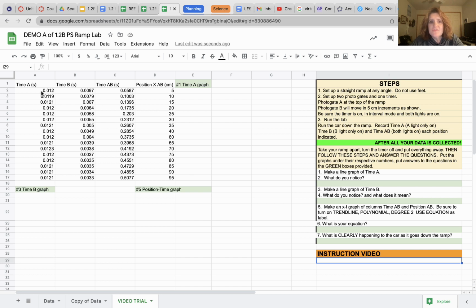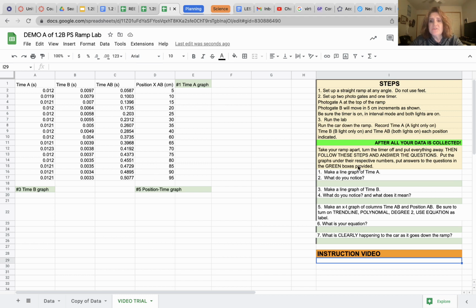Time A shows how long it took the car to go through Photogate A. Time B shows the time it took the car to go through Photogate B, and time AB shows the amount of time between turning Photogate A on and turning Photogate B off. And then you had the position data that was already there.